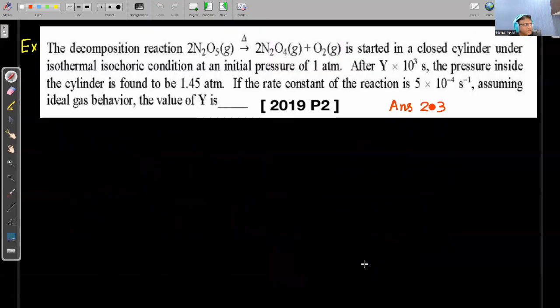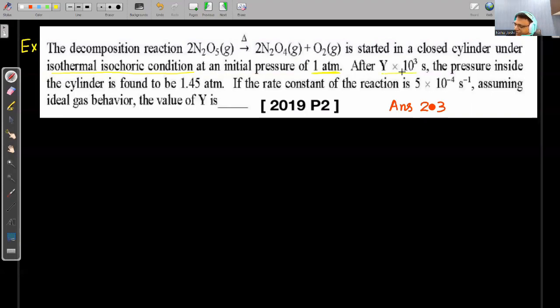This is about coefficient. ये अभी जेई एडवांस में 2019 पेपर 2 में आया क्वेश्चन, सेम कॉन्सेप्ट पे बेस्ड है, और इसके बाद जेई मेंस में क्वेश्चन बहुत सारे आए इसी पे बेस्ड, राइट। तो लेट मी डिस्कस हियर the decomposition reaction 2 times of N2O5 in gaseous state will form 2 times of N2O4 plus O2, is started in a closed cylinder under isothermal isochoric condition. वॉल्यूम भी कांस्टेंट है और टेम्परेचर भी कांस्टेंट है, and initial pressure is given. So when volume is constant, temperature is constant, pressure is directly proportional to number of moles, I can say.